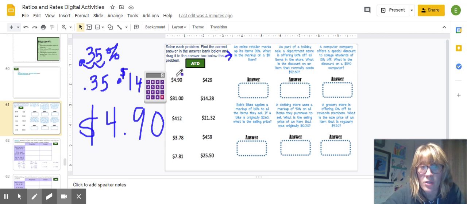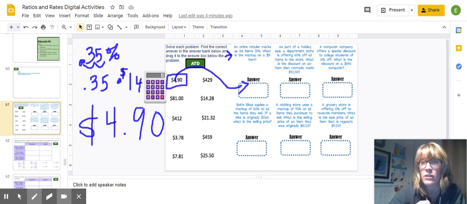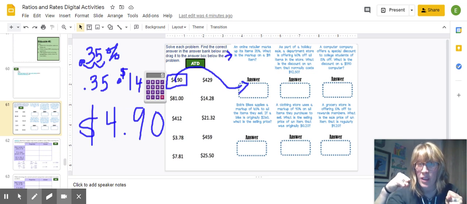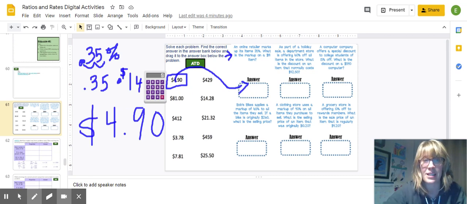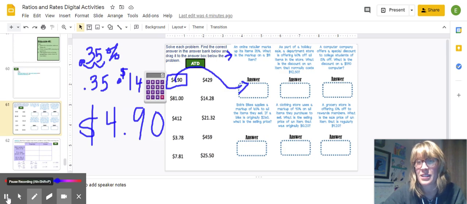So what you can then do is take this $4.90 and drag it over into the answer box here. So for each of these, as you read through them, you want to look at the language that you have and see if you can transform it from a word sentence into a mathematical sentence to solve.